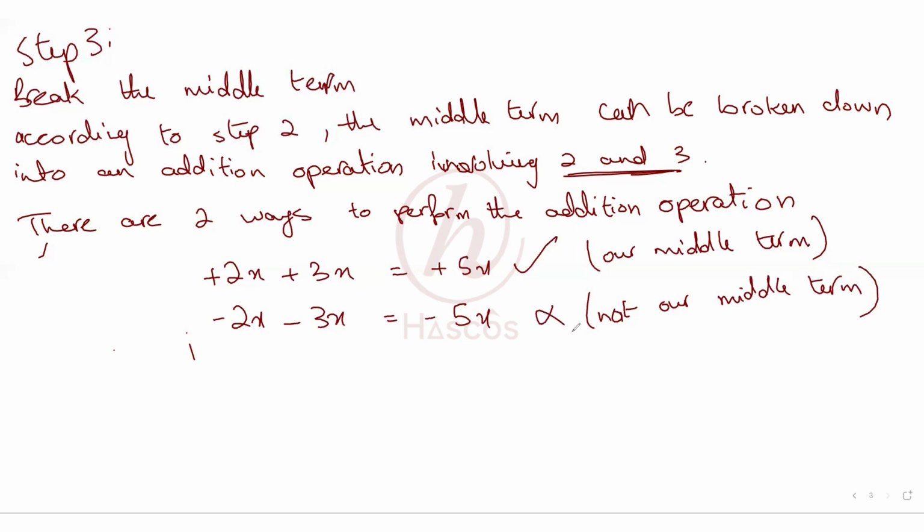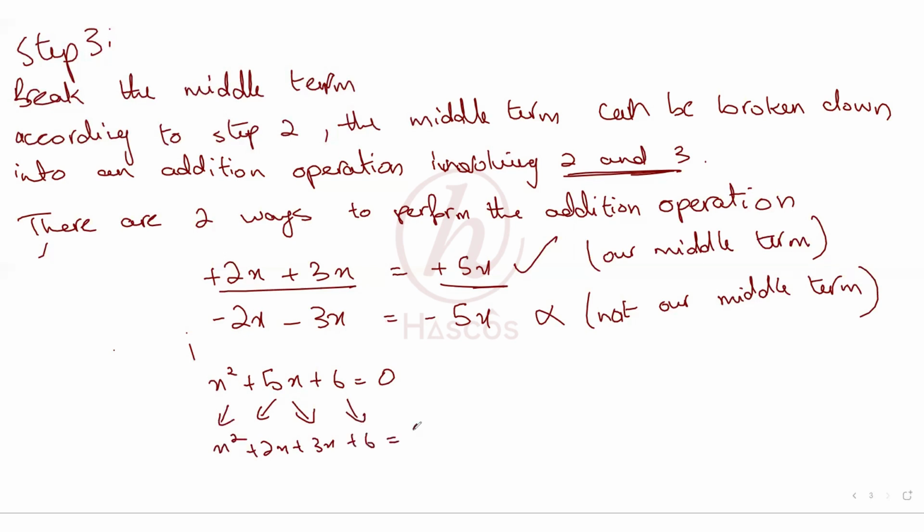Now let's actually break down the middle term. We're going to write the original equation, x squared plus 5x plus 6 equals 0. Plus 5x is broken down into this form, plus 2x plus 3x. We're going to copy x squared as it is, plus 6 as it is, and equals 0 as it is. And our middle term has been successfully broken down.